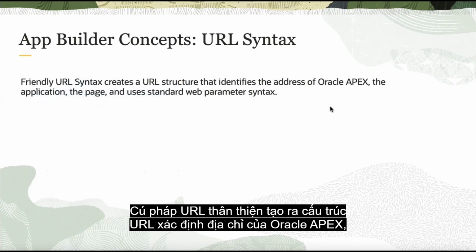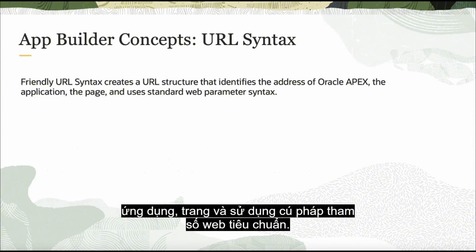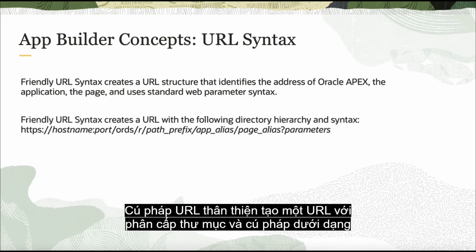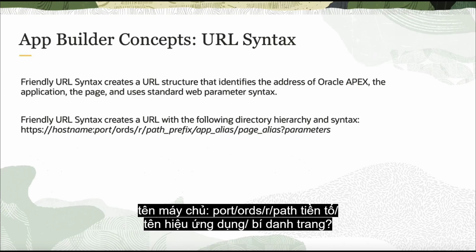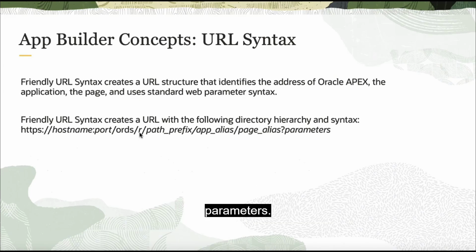Friendly URL syntax creates a URL structure that identifies the address of the Oracle Apex application, the page, and uses standard web parameter syntax. Friendly URL syntax creates a URL with the directory hierarchy and syntax as hostname:port/ords/r/path prefix/application alias/page alias followed by parameters.